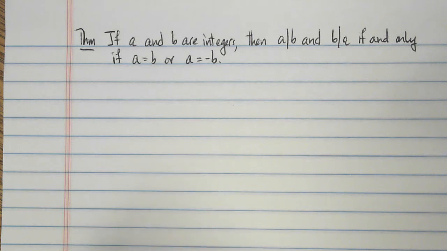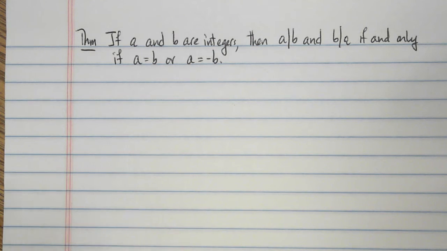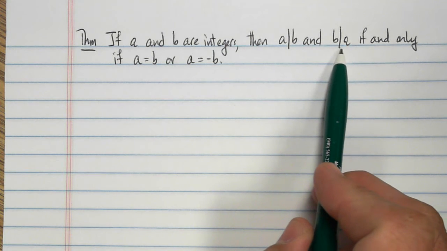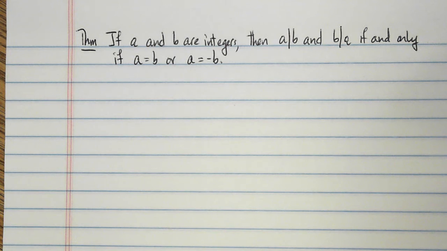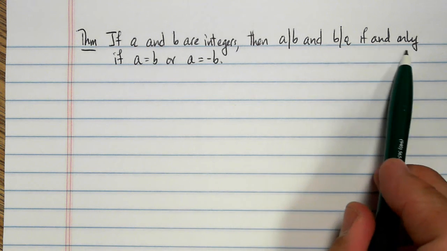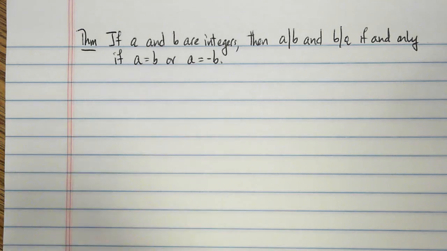Okay, for this review problem, we have the following theorem. If a and b are integers, then a divides b and b divides a if and only if a is equal to b or a is equal to negative b. So this is an if and only if theorem, which means it'll have two parts.